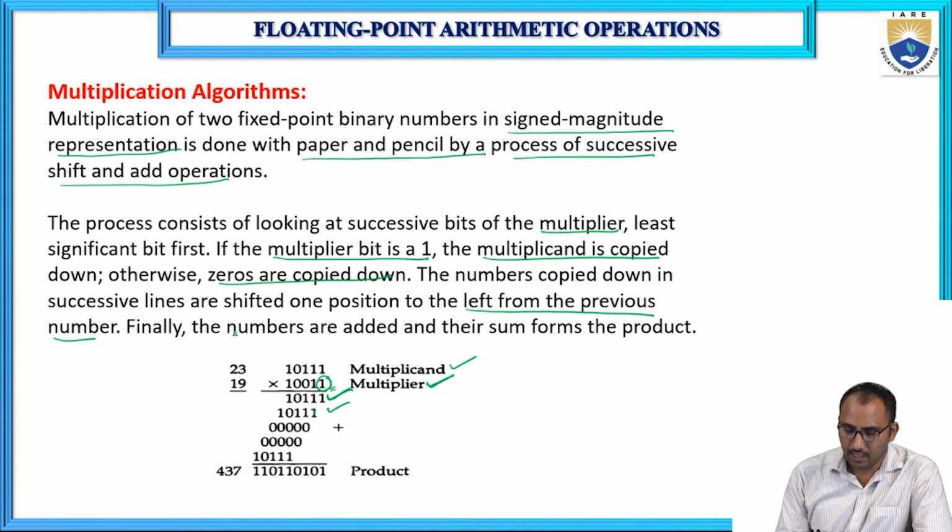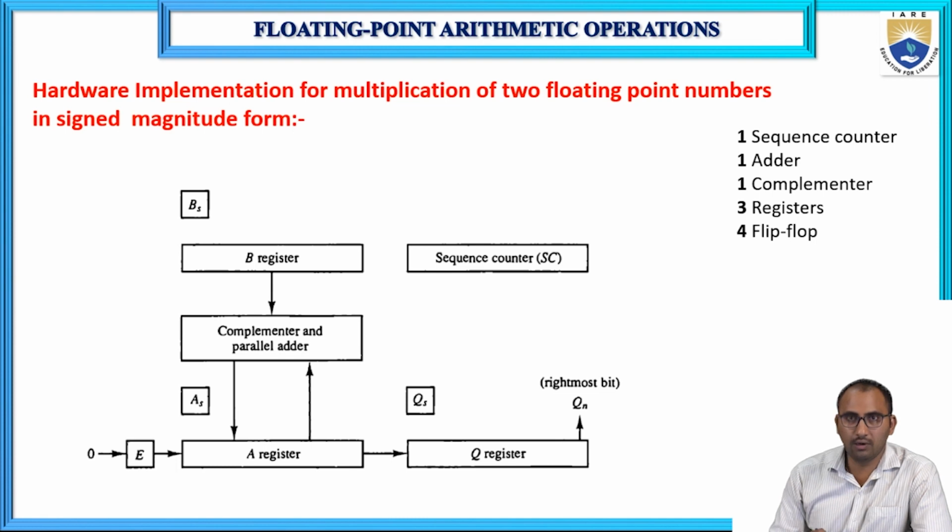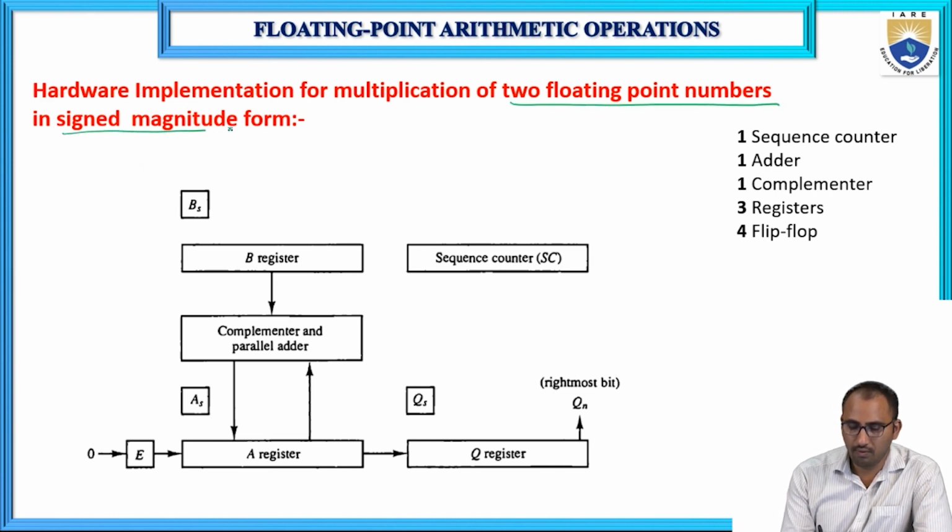And finally, the numbers are added and their sum forms the product. So finally, we have to add all these numbers so that the final product will be formed. So this is the final product. Okay, so this is how a general multiplication algorithm takes place. So coming to the hardware implementation: hardware implementation for multiplication of two floating point numbers in signed magnitude form.